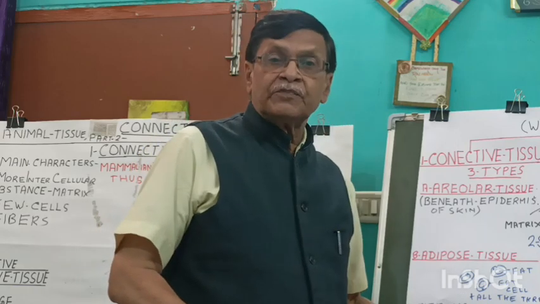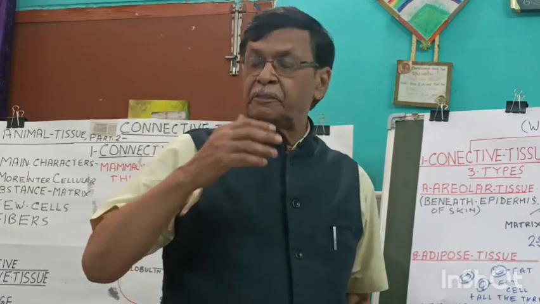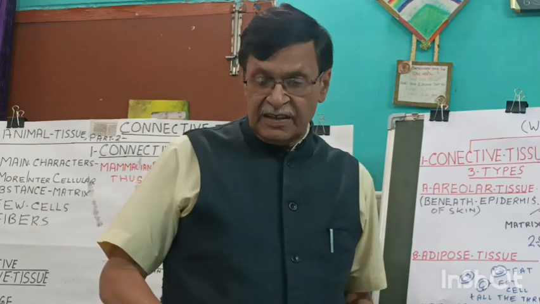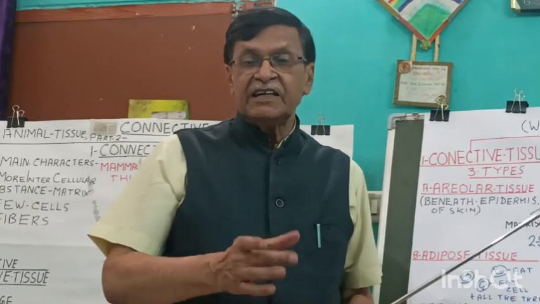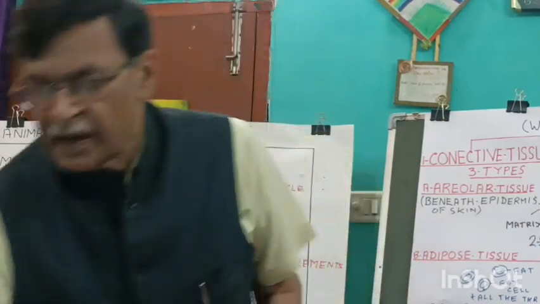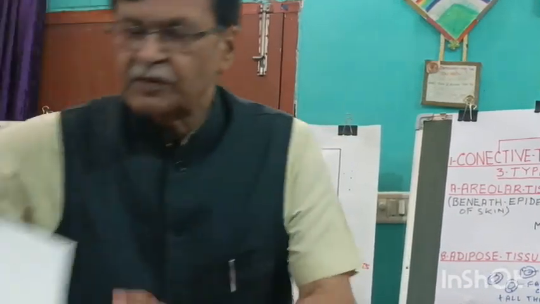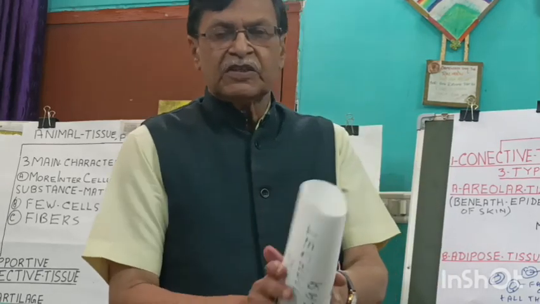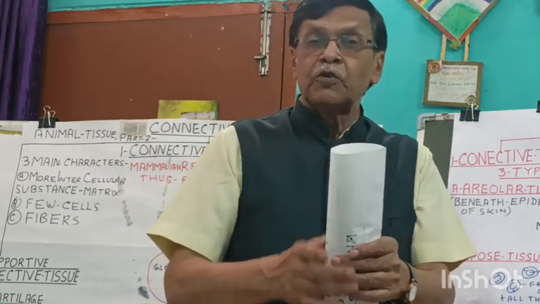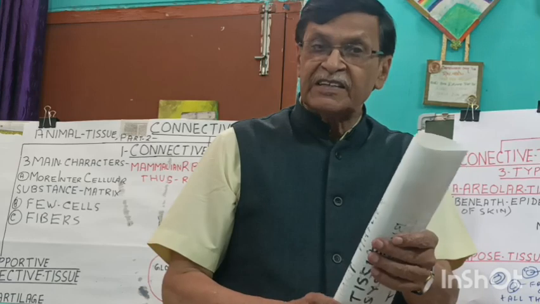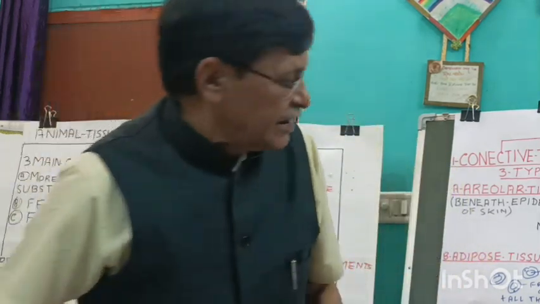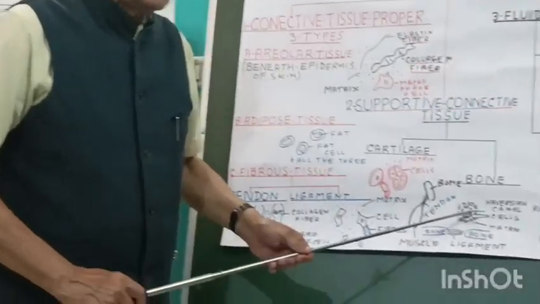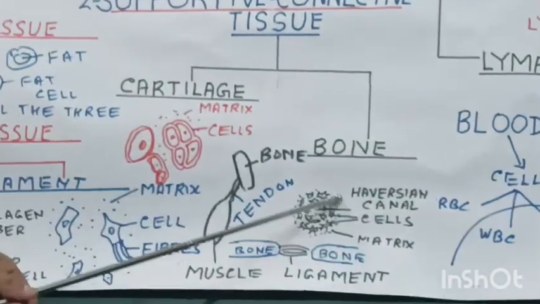The bones have a peculiar structure. They have many cylindrical structures. Suppose this is a cylindrical structure; in our bone we have this type of cylindrical structure. There is a cavity in the middle, which is called the Haversian canal, and it is surrounded by the bone cells.